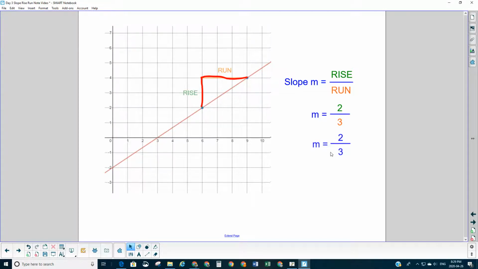Of course, we would just simply write it as 2 over 3. We wouldn't have these colors, but we rise 2, run 3.